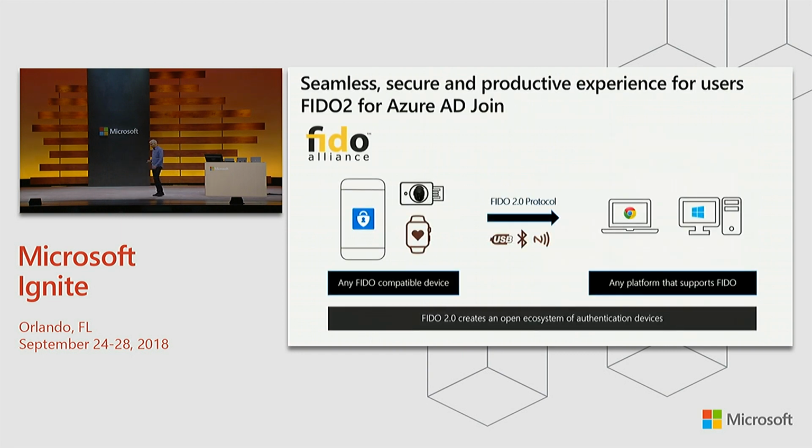FIDO 2 is a consortium of Microsoft, Google, a bunch of FIDO key providers, and other companies participating in it. It's now getting officially drafted. I believe it's already a standard, and in our efforts we are working with other vendors to make sure our solution interoperates with all of the providers and cross platforms out there. What we had in private preview was FIDO 2 for Azure AD join, so that you can access cloud resources. We are working towards that same device also having access to on-premises resources, which will be lighting up soon.